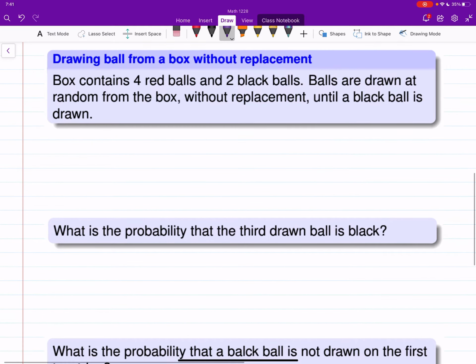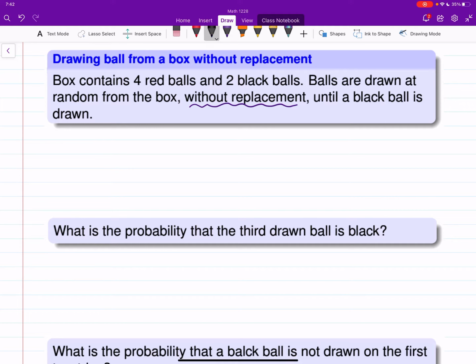The second question is that there's a box which contains 4 red balls and 2 black balls. The balls are drawn randomly without replacement. If it was with replacement, then the story would be different and would be easier. Actually, we will get back to these kinds of questions later for cases that there is a replacement.